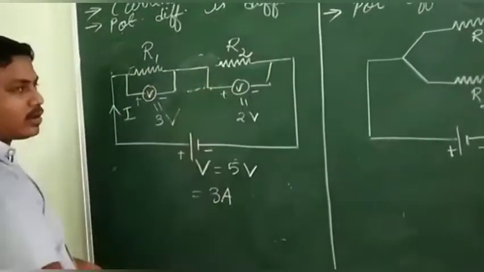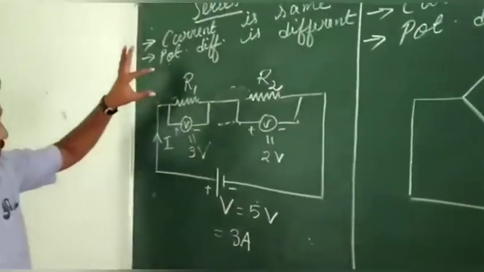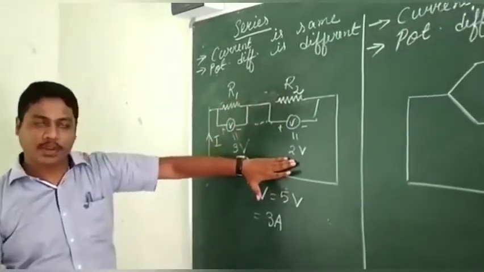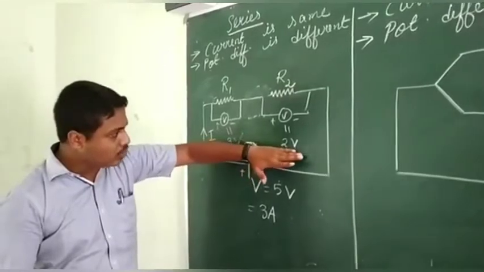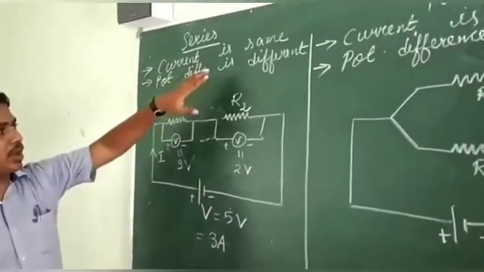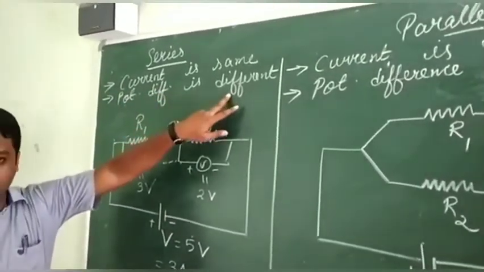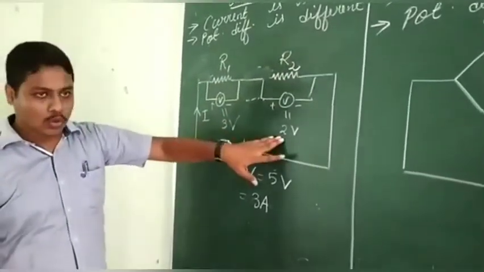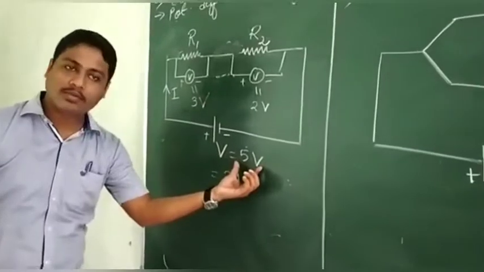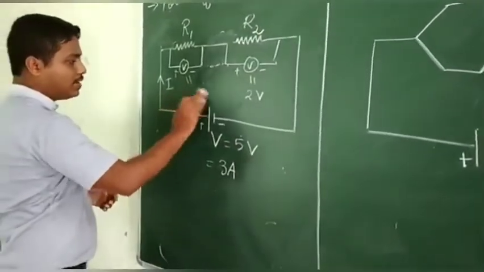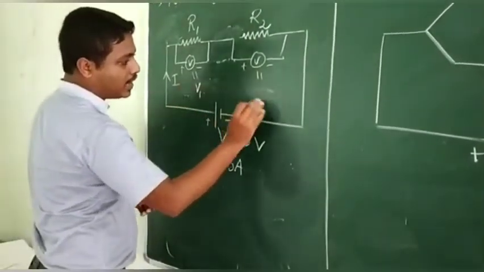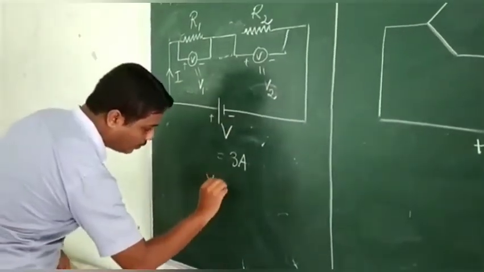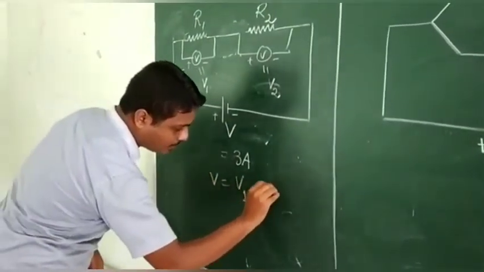So as you can see, across both the resistors, the first resistor shows a different potential difference, and the second resistor also shows a different potential difference. That means I can conclude that the potential difference across the resistors is always different. But the condition is that this 3 and 2, if I combine it, I should get 5 volt. That means if I write V1 here and V2 here, I will get V equals V1 plus V2.